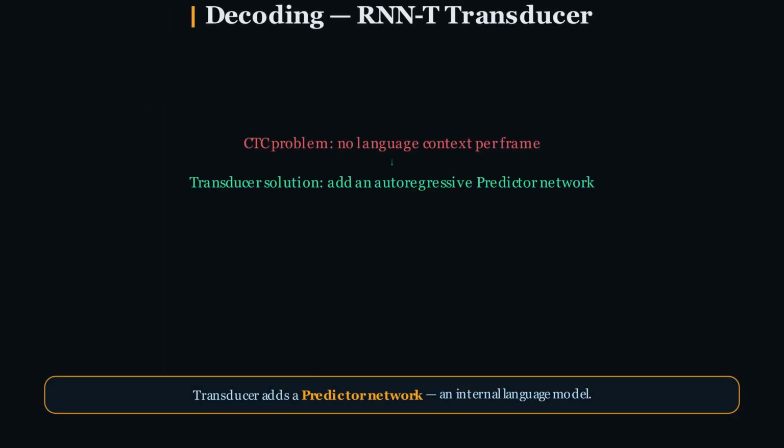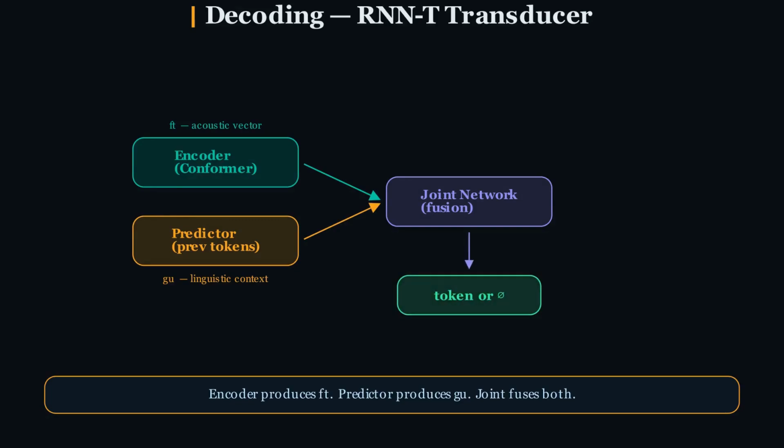The transducer solves CTC's context problem by adding a predictor network, an auto-regressive model conditioned on all previously emitted tokens. This gives the system an internal language model. The architecture has 3 parts. The encoder processes audio and produces a vector per frame, FT. The predictor processes all previous output tokens and produces GU. The joint network fuses both and predicts the next symbol.